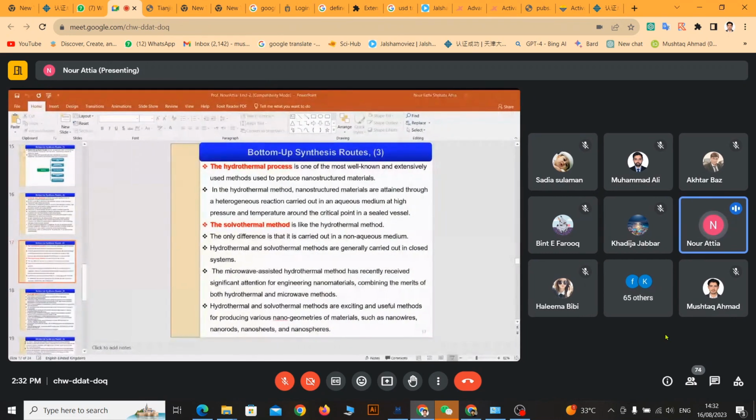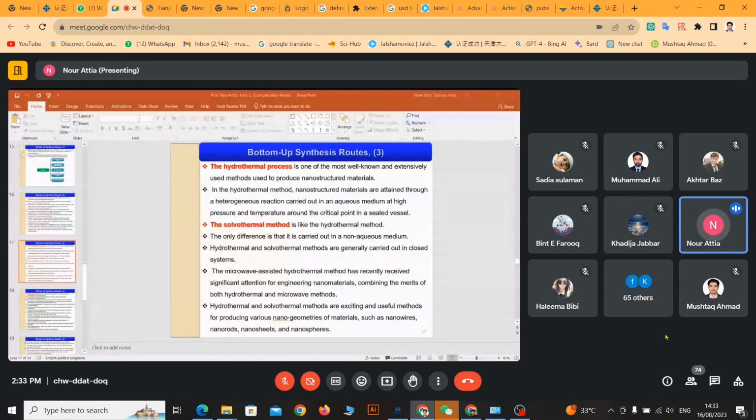The other method is hydrothermal or solvothermal, which is very common for preparation of metal oxide nanoparticles like titanium and zinc oxide, also MOF. But what is the difference, and what is the instrument you are using? You're just using an autoclave, a stainless steel autoclave filled with a Teflon shell inside.